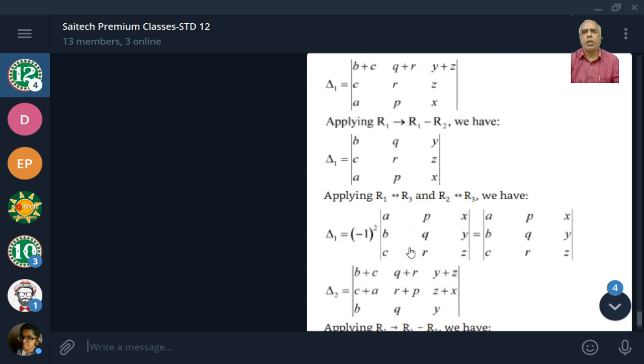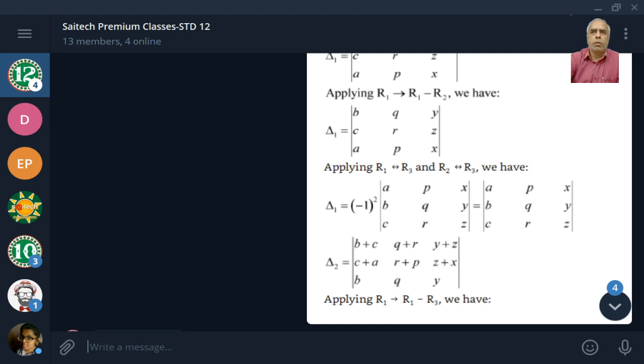So after interchanging, now you have determinant 1, taking minus 1 outside. So you have A, P, X, B, Q, Y, C, R, Z only. So similarly, we have to do determinant 2 also. Please note down first.